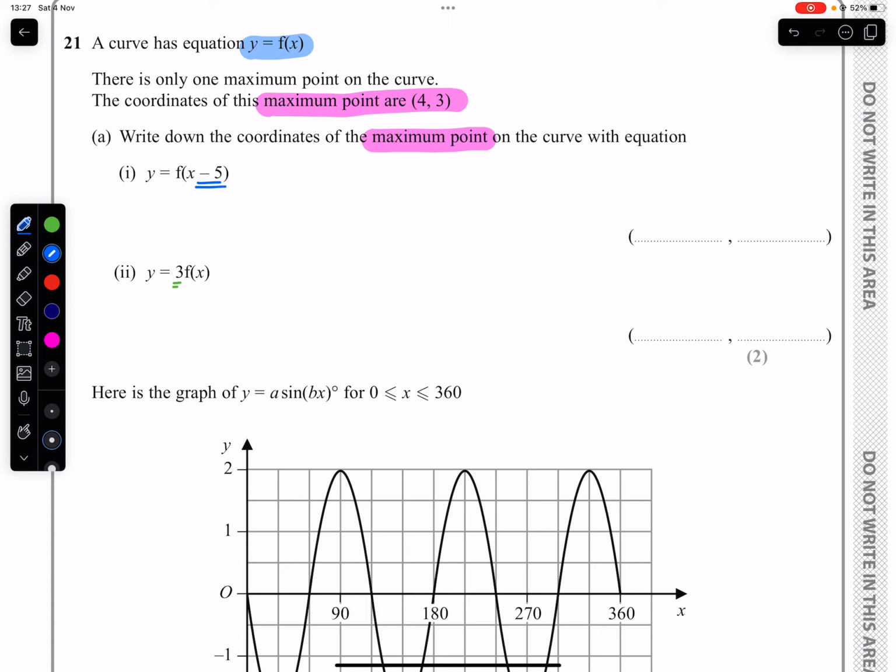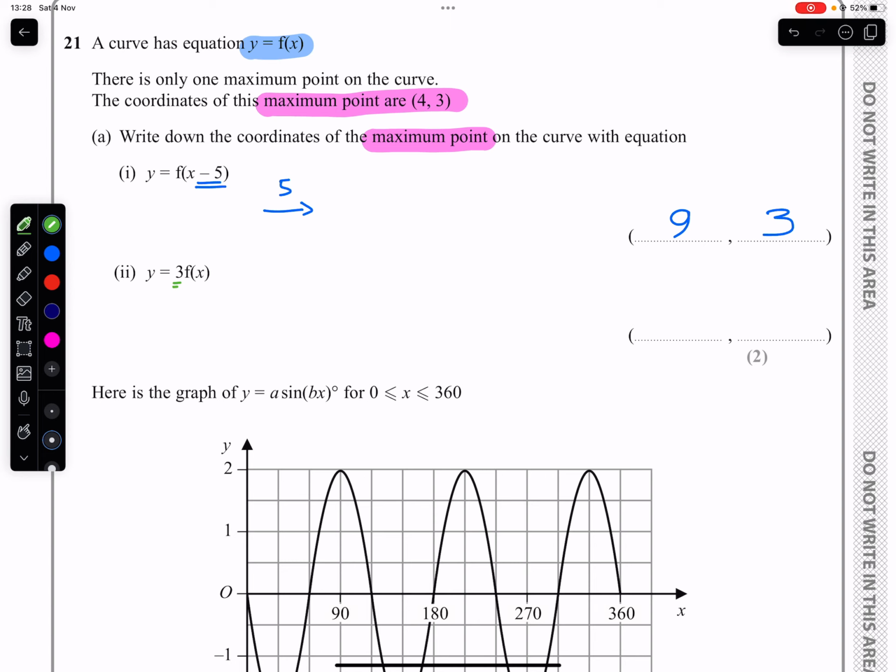So we have to identify the transformation that's going on here. When we have f of (x take away 5), we are going to be moving 5 to the right. So every point on the graph is going to be moving 5 to the right. So that 4 is now going to be a 9, with the y coordinate being unchanged.